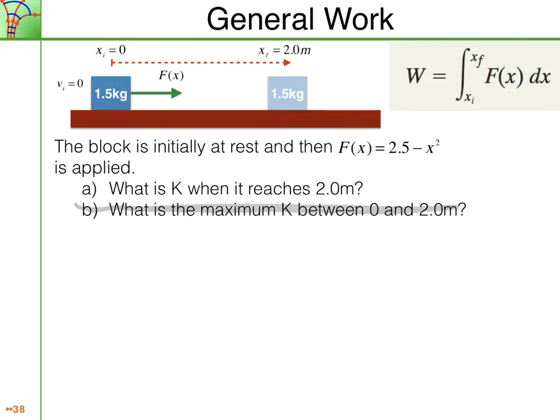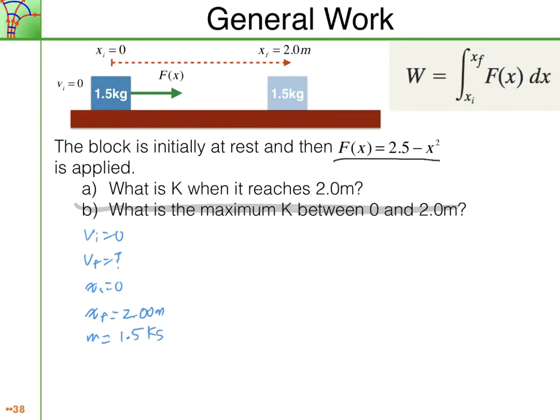A block is initially at rest, and its force as a function of position is 2.5 minus x squared. It's asking, what's the kinetic energy when it reaches 2 meters? So let's write down everything we know first. It starts at rest, and we want to find its final speed. Its x initial we'll call 0, and x final is 2 meters. And its mass, which may not come into play here, is 1.5 kilograms.